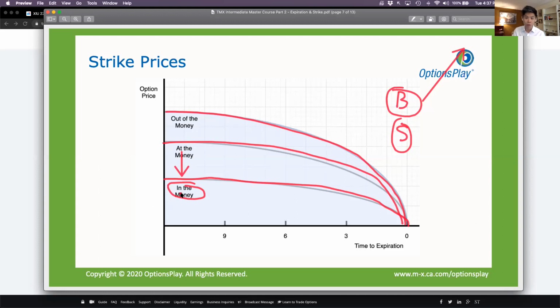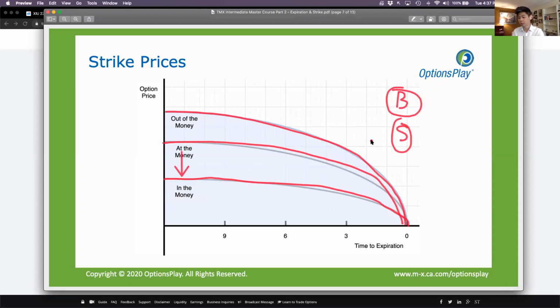Now, there's different degrees of in the money, and we'll talk a little bit about that in the specific strategies. But generally speaking, when we're buying an option, we want to buy something that's slightly in the money. We don't want to buy something that's really far in the money. I'll talk a little bit about that next.